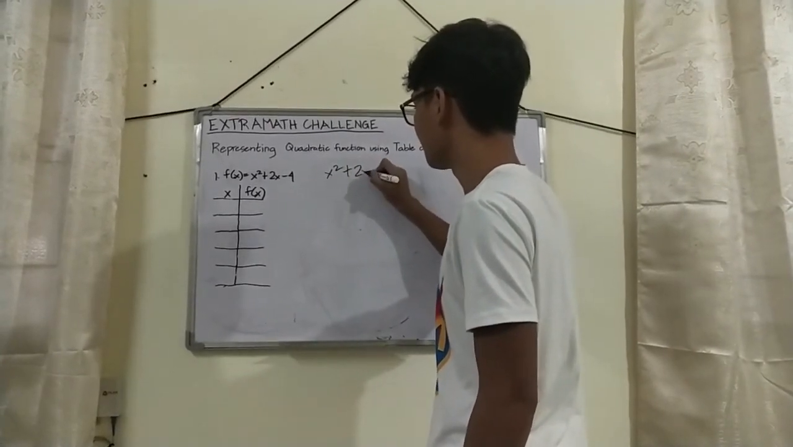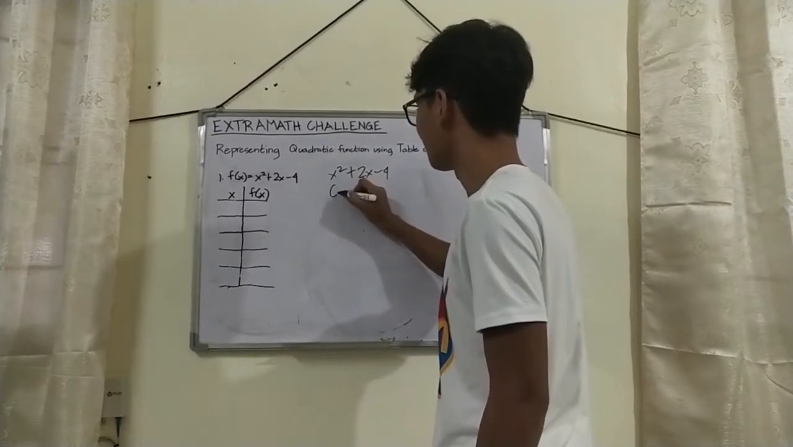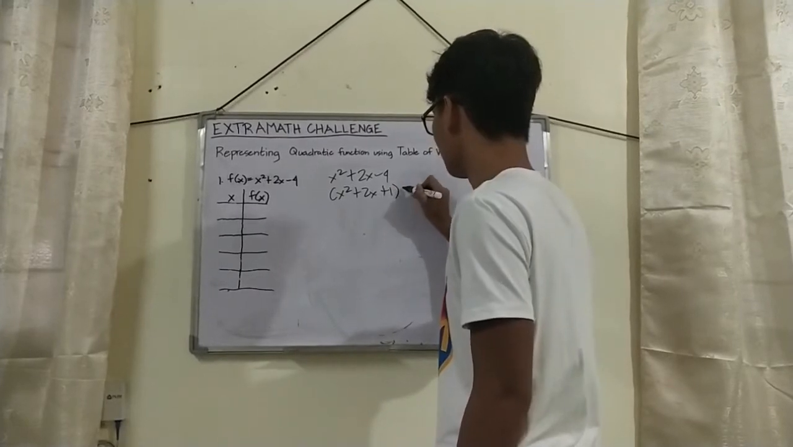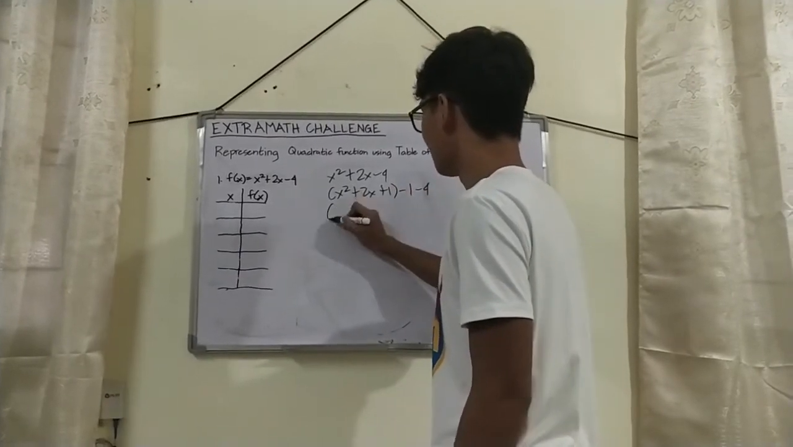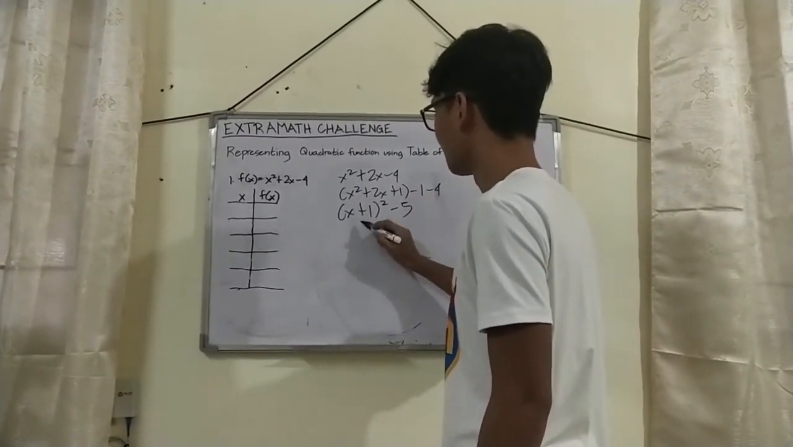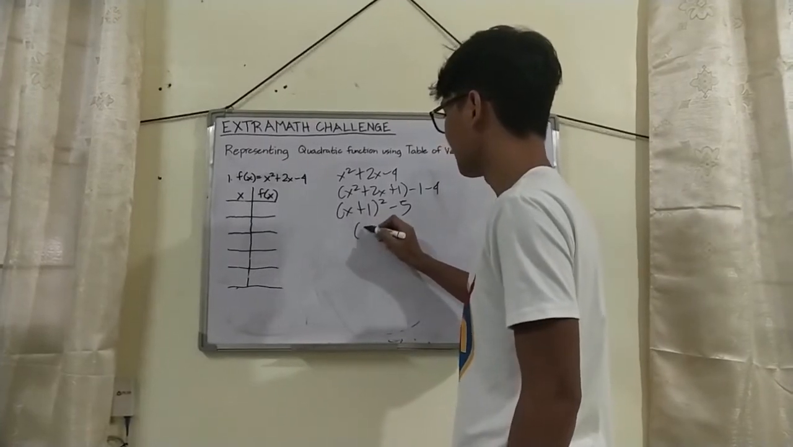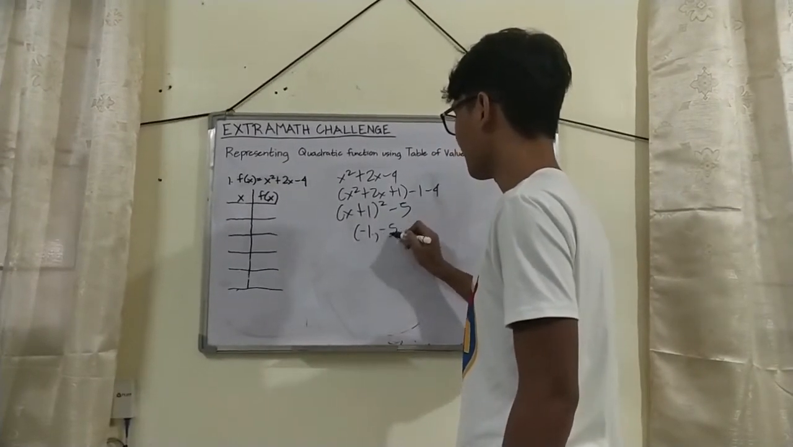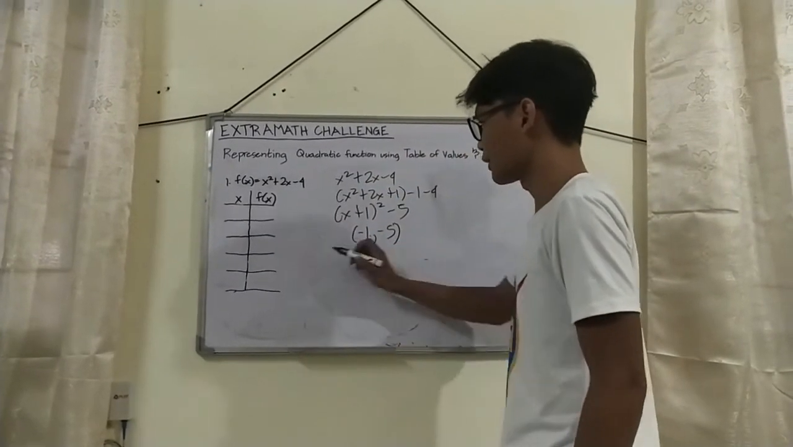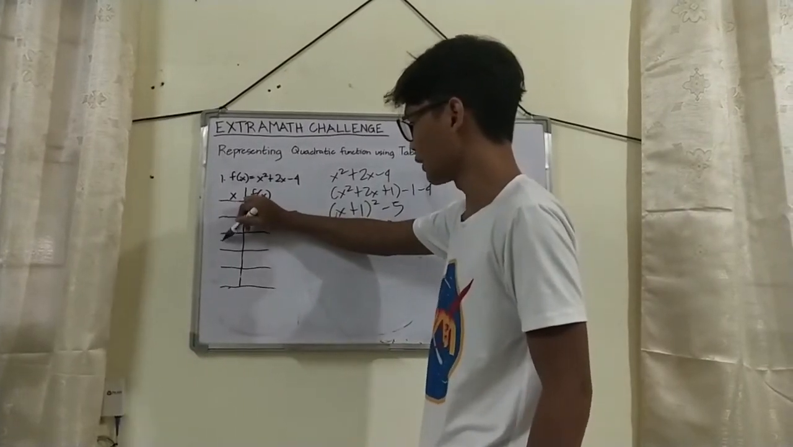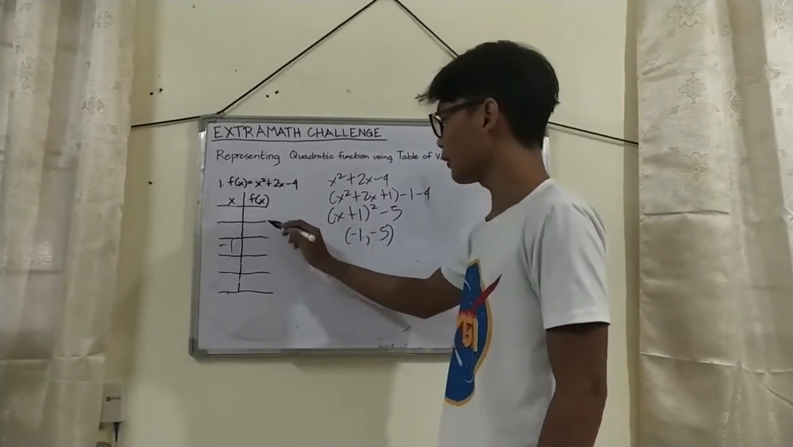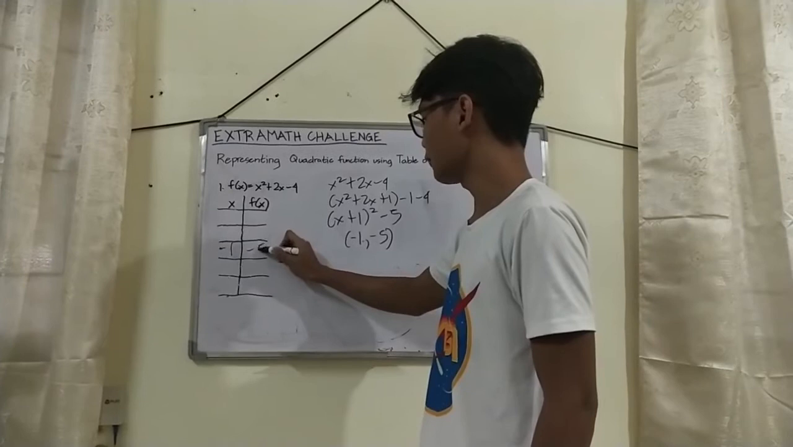We have x squared plus 2x minus 4. We have x squared plus 2x plus 1, minus 1, minus 4, which is negative 5. And we have a vertex of negative 1, negative 5. So, we will put the value of this vertex in the table. We have an x value of negative 1, and a y value, or f of x value, of negative 5.